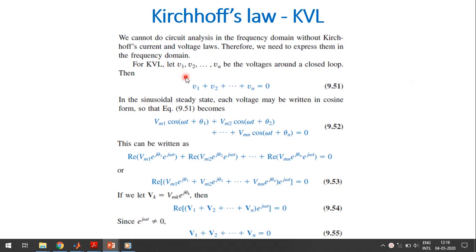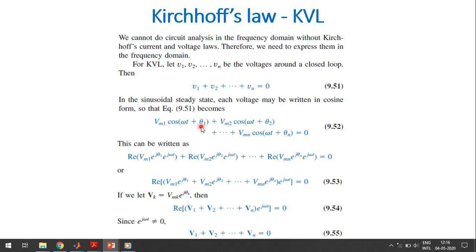So here let us consider that we have voltages V1, V2 etc. up to Vn in a closed loop circuit. According to KVL, V1 plus V2 plus V3 etc. up to Vn will be equal to 0. In steady state, each of these voltages can be written as V1 is equal to Vm1 cos(omega t plus theta 1). Similarly, V2 can be written as Vm2 cos(omega t plus theta 2), and Vn is equal to Vmn cos(omega t plus theta n), and the sum is equal to 0.